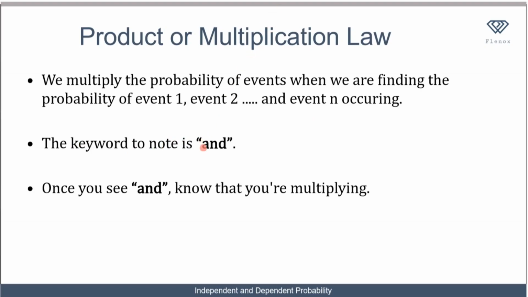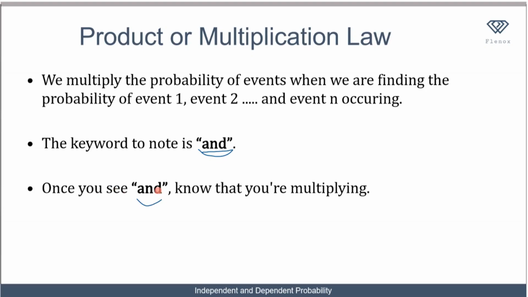When I was talking about the addition law, I mentioned that when you see "or" between events, you should know that you add them together. So now if you have multiple events, and I want to find the probability of one event and another occurring, what you do is multiply the probabilities of each of those individual events. So if there's one thing you should remember, it is that once you see "and", know that you are multiplying.